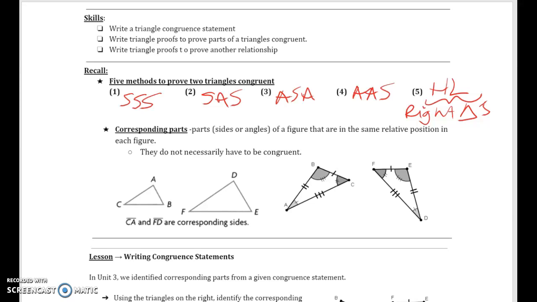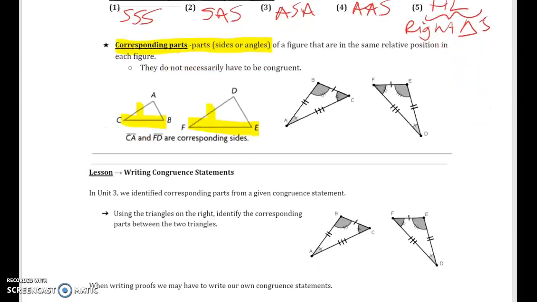The other thing that we need to recall is that corresponding parts refer to sides and angles of a figure. Corresponding does not necessarily mean congruent. However, it means that they are in the same place in each figure. So again, CA is in the same place as FD. FE is in the same place as BC, and so on and so forth in the other figures we have.